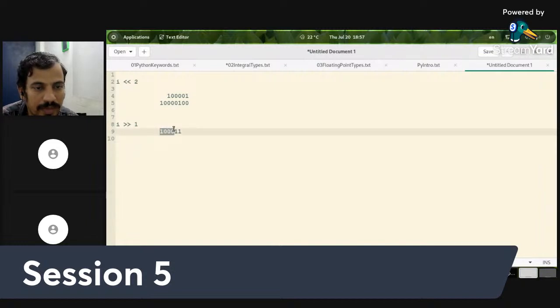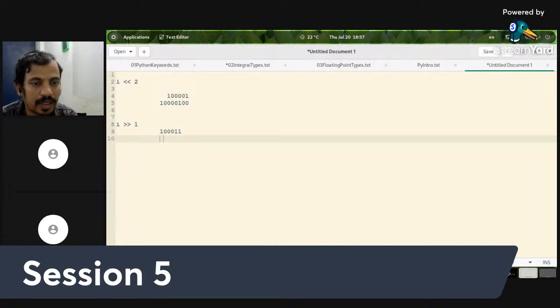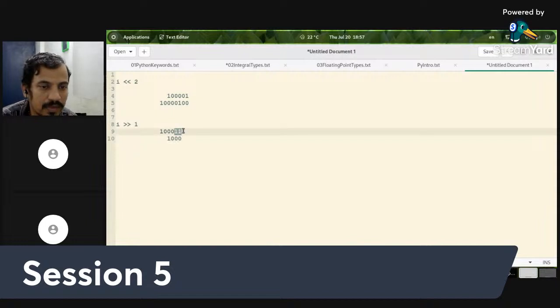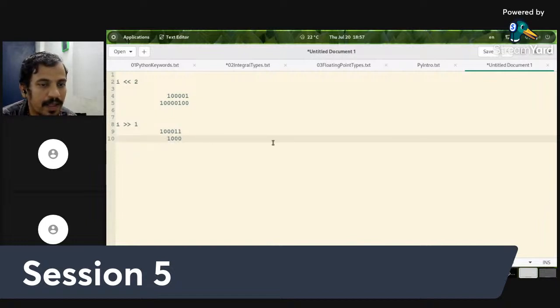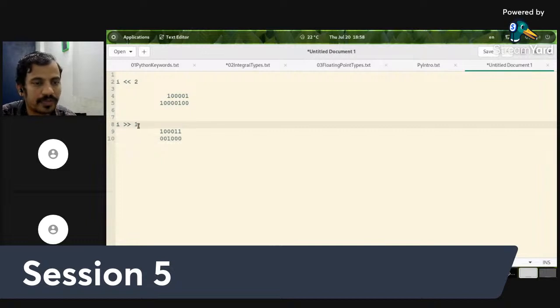So the first four bits will be copied. Okay. And then whatever are the last two bits, they get discarded, and we add two zeros at the beginning. Okay, so this is right shift by two positions.